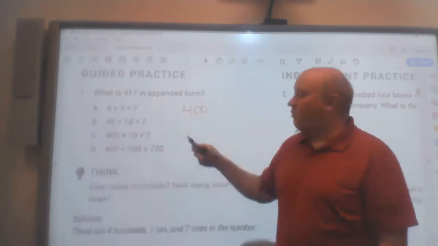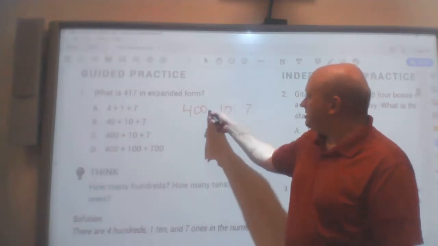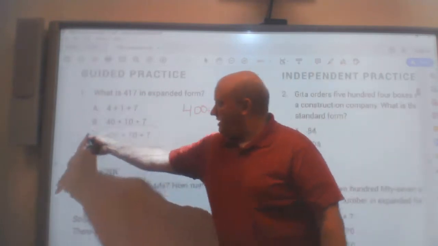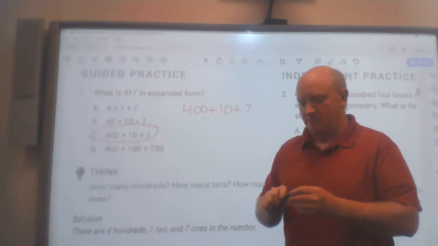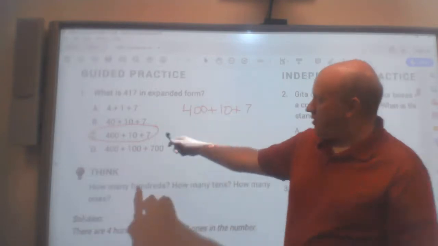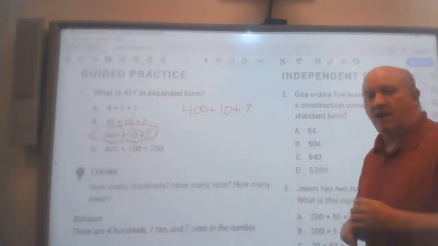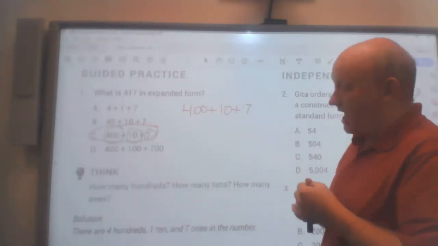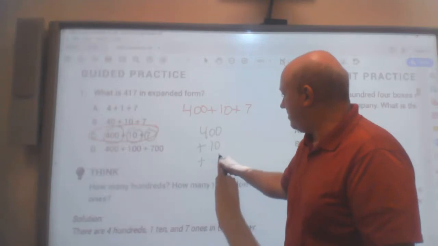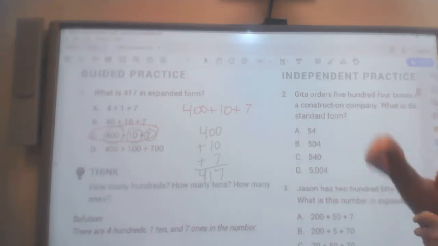How many tens do we have? 1. And how many ones do we have? 7. And put a plus. And then your answer in expanded form is C. We got 400, 10, and 7 ones. Now, if you want to make sure that's the correct answer, add them. We got 400 plus 10 plus 7. 7, 1, 4. And there you go. That's expanded form.